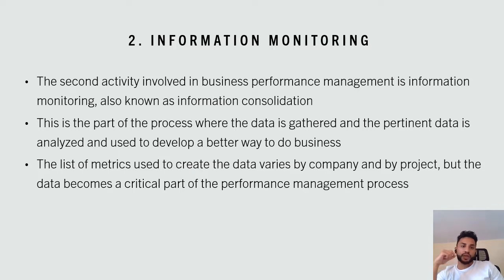So information monitoring. The second activity involved in business process management is information monitoring, also known as information consolidation. This is the part of the process where the data is gathered and the pertinent data is analyzed and used to develop a better way to do business. The list of metrics used to create the data varies by company and by project, but the data becomes a critical part of the performance management process.